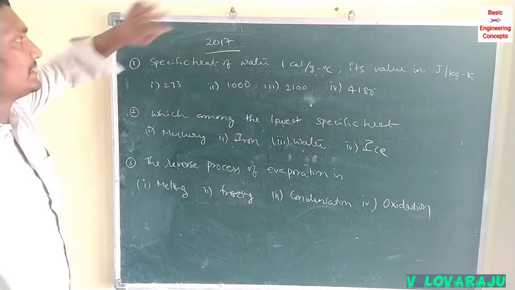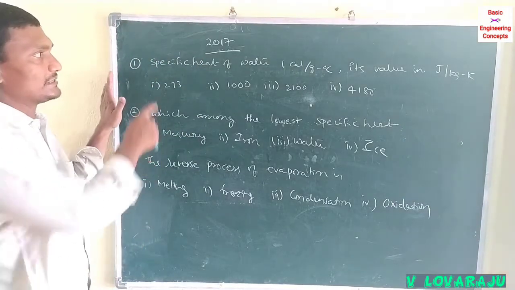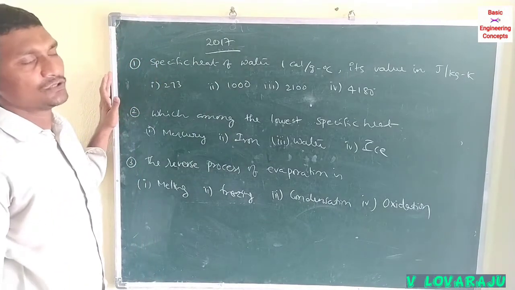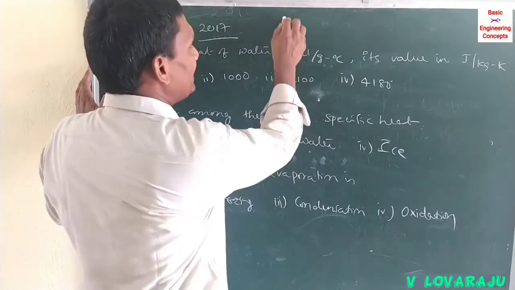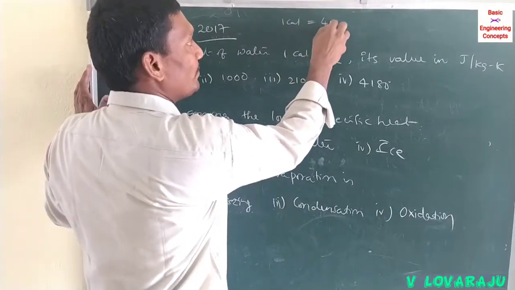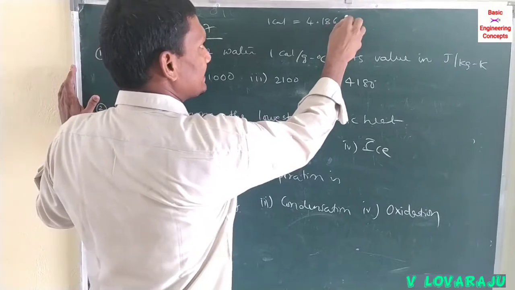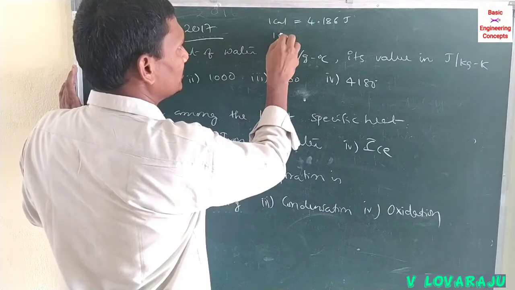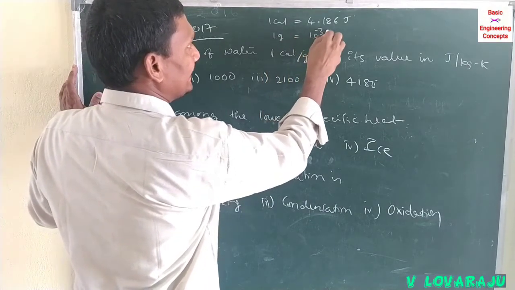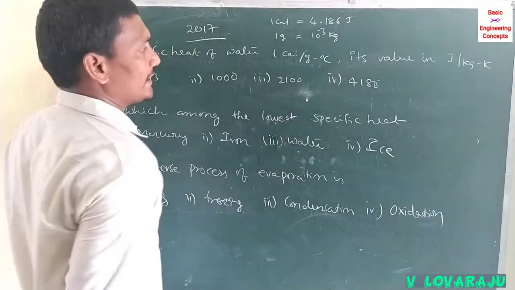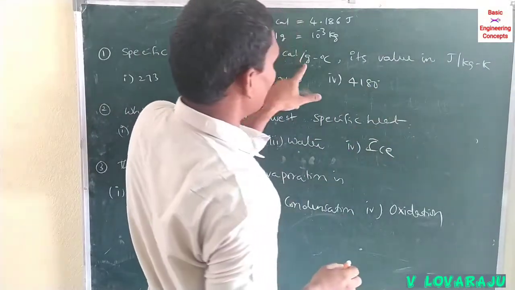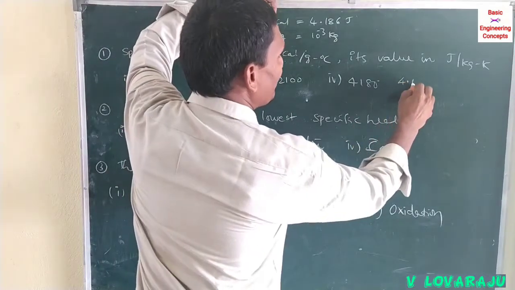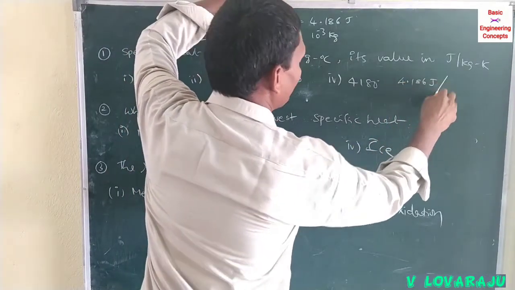Now the previous bits in the 2017 from heat lesson. The specific heat of water is 1 calorie per gram degree centigrade, and its value in joule per kg Kelvin is... 1 calorie is equivalent to approximately 4.186 joule. 1 gram is equal to 10 power minus 3 kg. Conversion here: calorie per gram degree centigrade into joule per kg Kelvin.